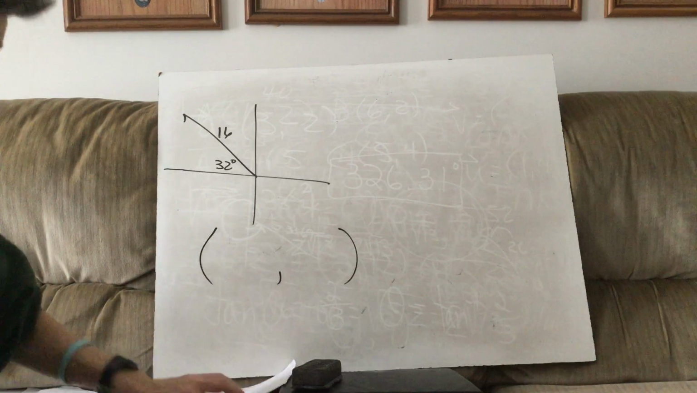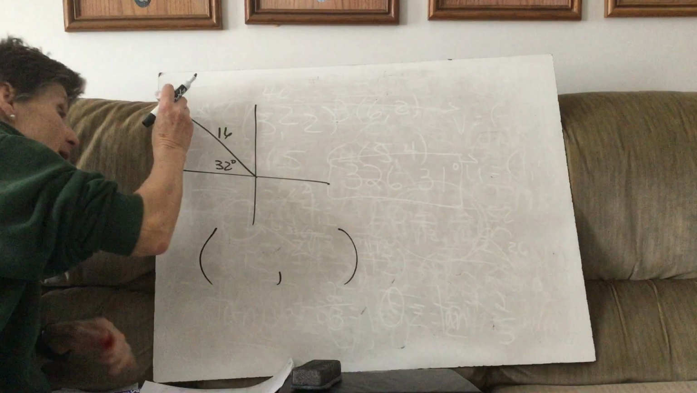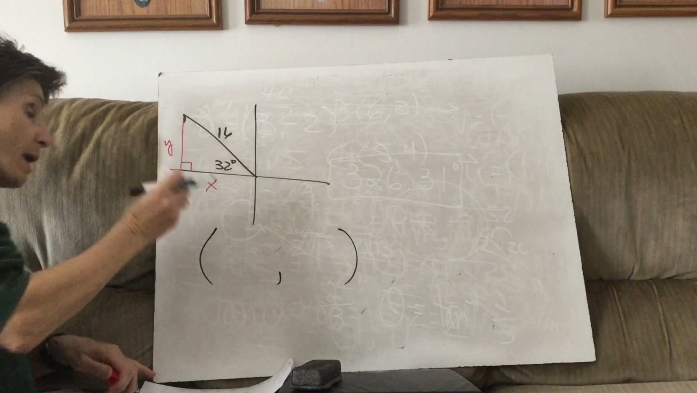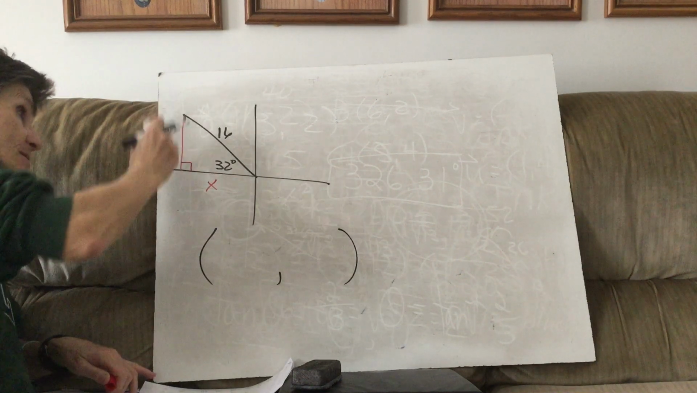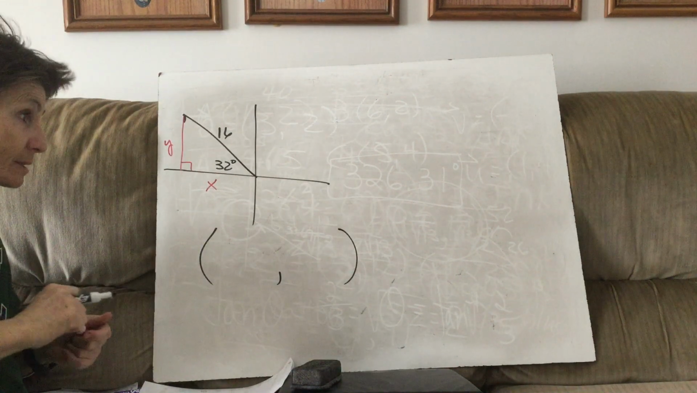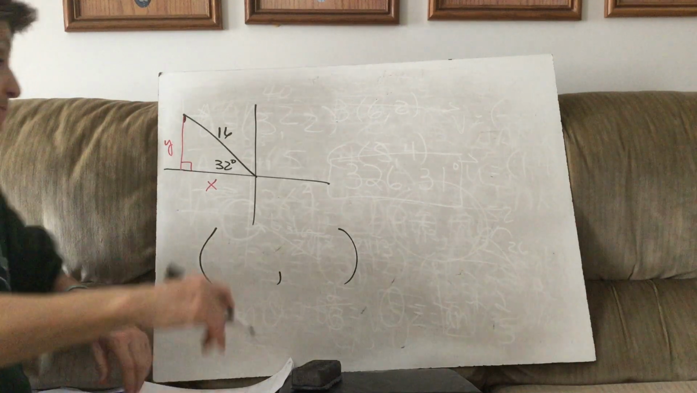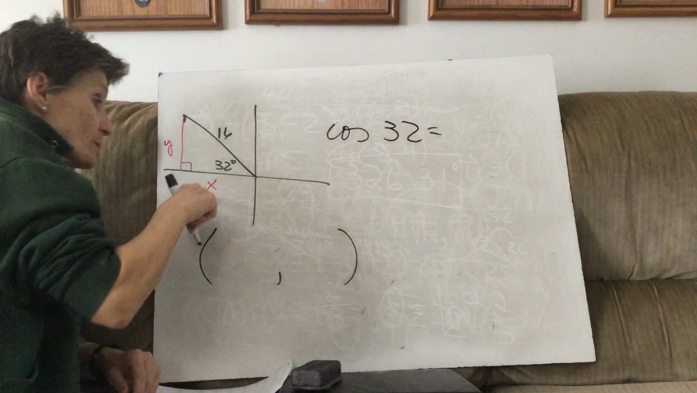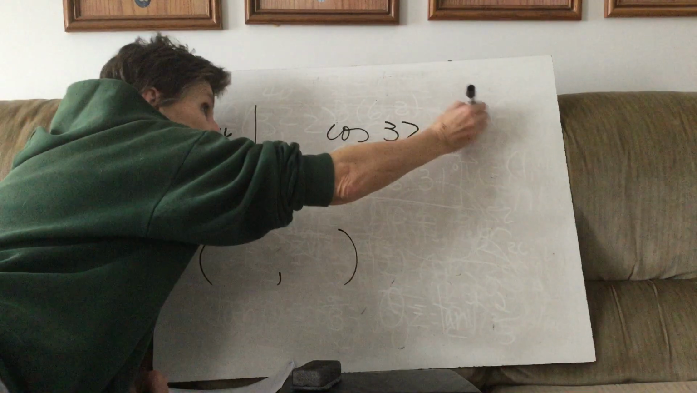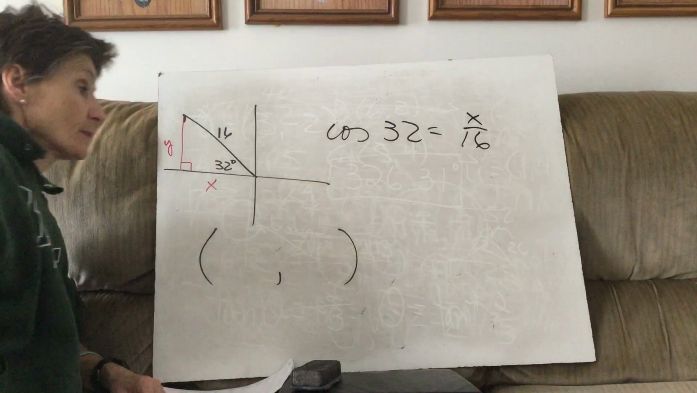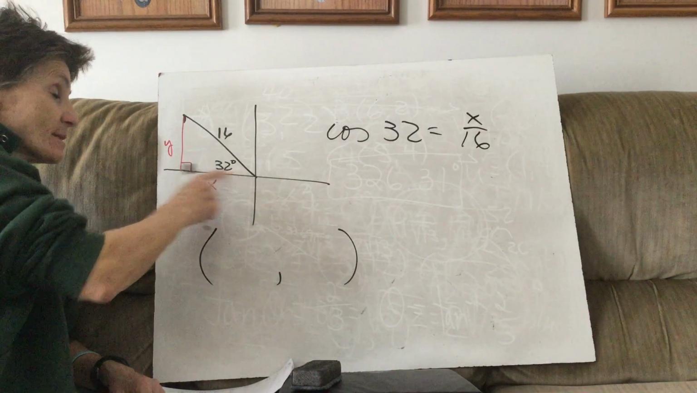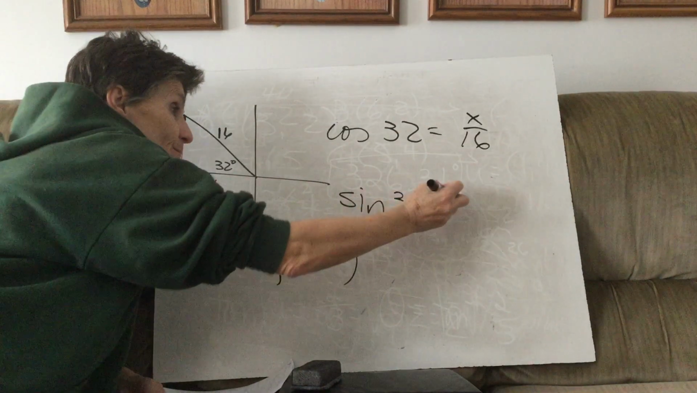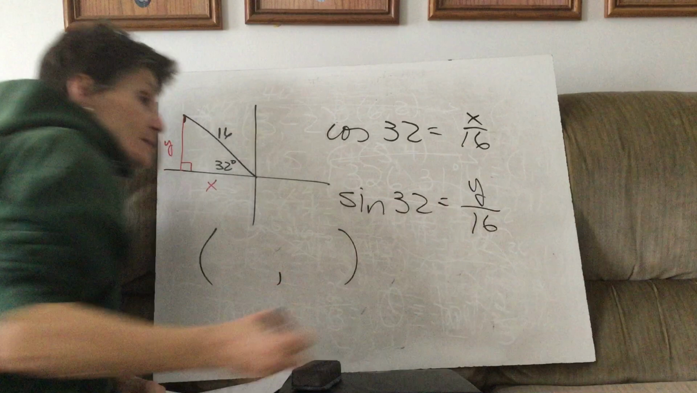So we'll do what we did a minute ago. We'll make our butterfly bow tie. This is your x and this is your y. Obviously, this is the x-axis. This is the y-axis. And now we'll do our SOHCAHTOA. Cosine 32 equals adjacent over hypotenuse. Remember, x is always adjacent. Y is always opposite. So sine 32 equals y over 16.